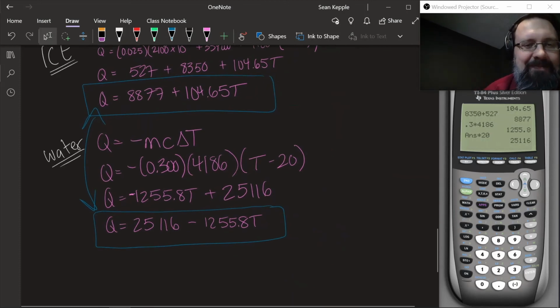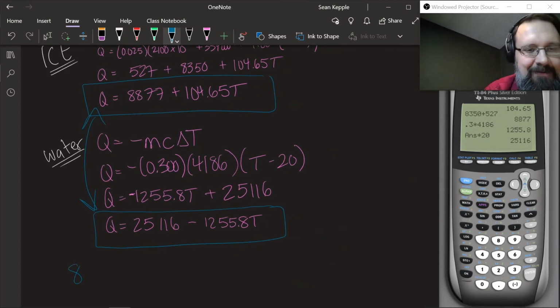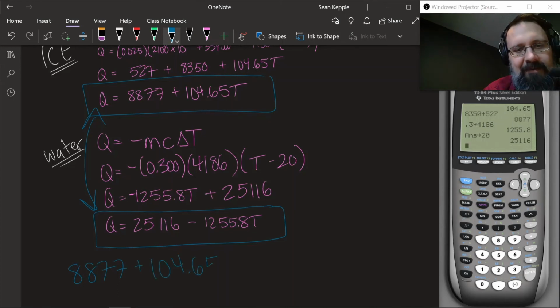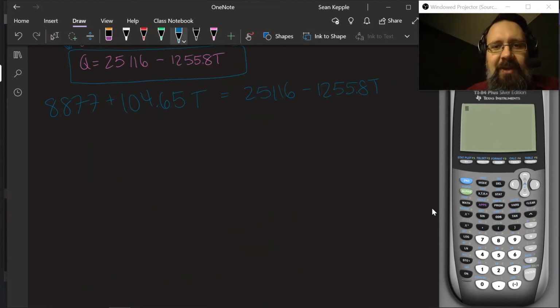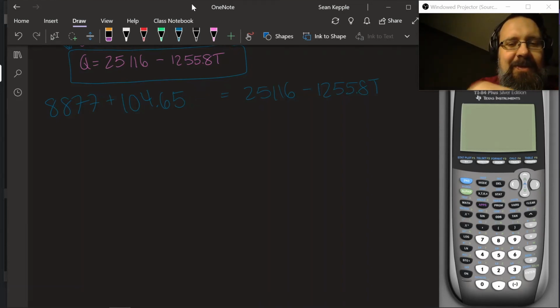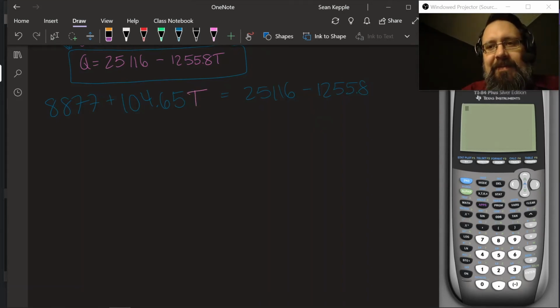So we'll do that. So 8877 plus 104.65 T equals 25116 minus 1255.8 T. I just had a little glitch with the video there, but it looks like I'm back now. Okay, so I'm just going to solve the rest of this problem. So we just have to solve for T. That's all we're doing here. We're just going to find what T is, and then we're done. Oh, that's disgusting.